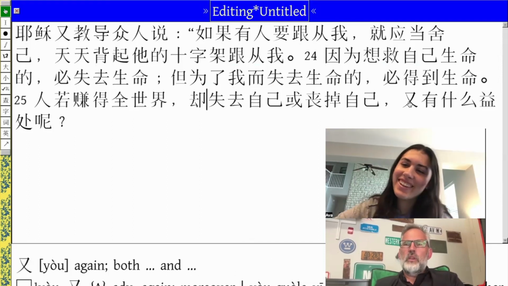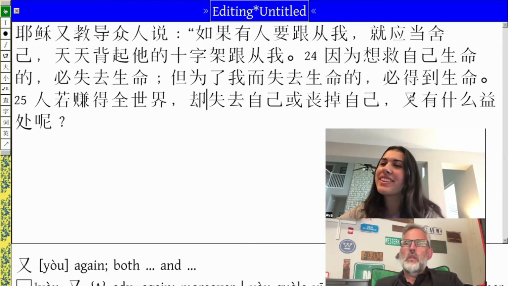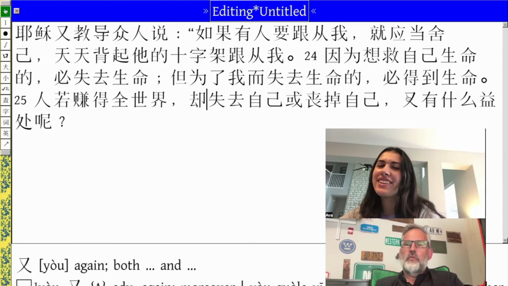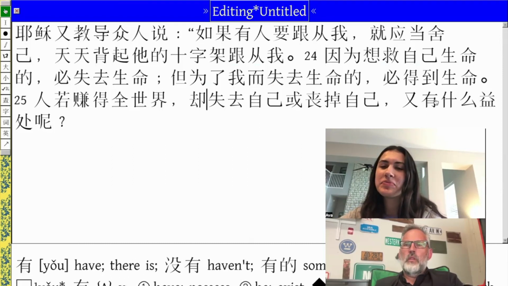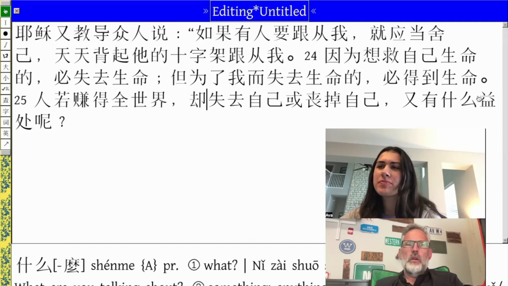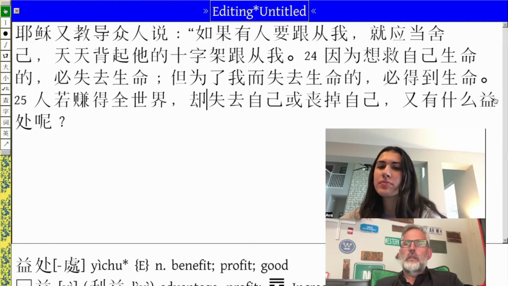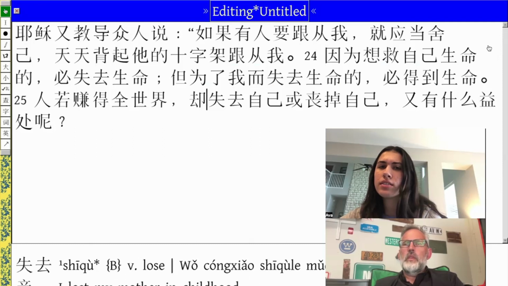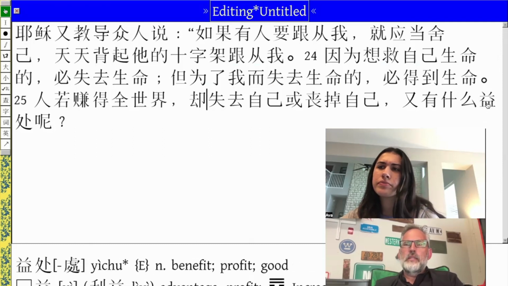And then here's the 有 again. Fourth tone, and then third tone. 什么意趣呢? 意 is like in 意思, like meaning.